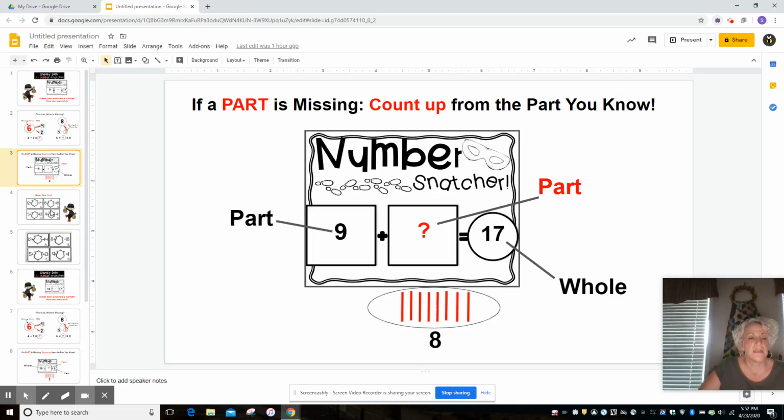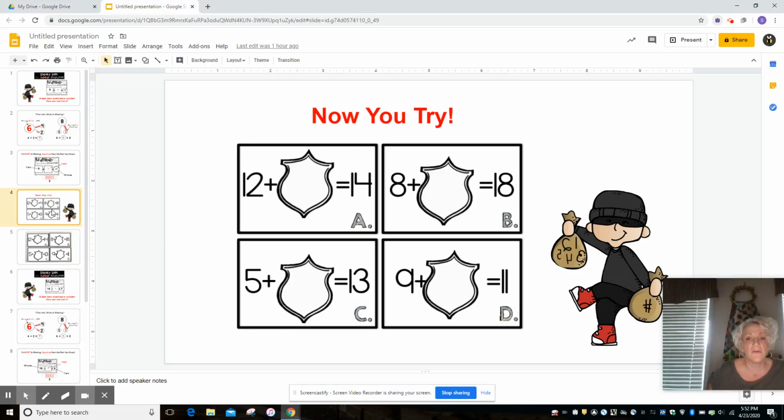We're going to take a look at a few problems here. Right now, I want you to pause the video and see if you can solve these 4 missing part problems. Take a few minutes. If I'm doing this problem, 12 plus something equals 14, I'm going to start at 12, make tallies until I get to 14, and then count how many tallies it took me and fill in my missing part. So pause the video right now, solve these 4 problems, and when you're done, play it again and we're going to go over the problems together. Pause the video, try the problems out, and see what you get.